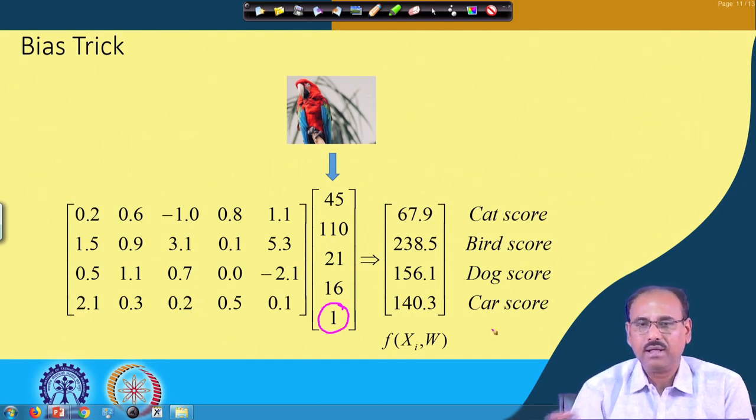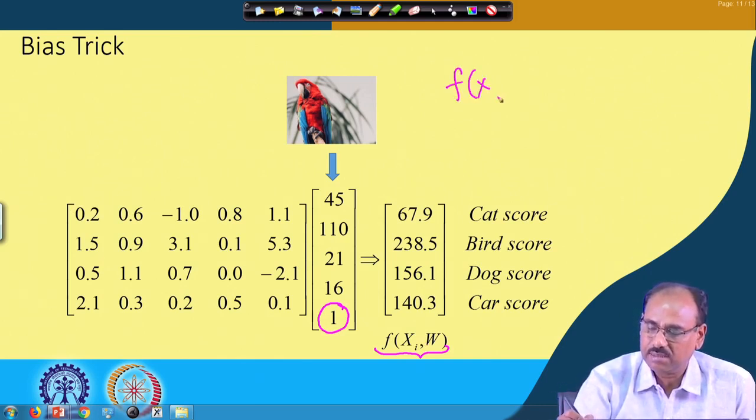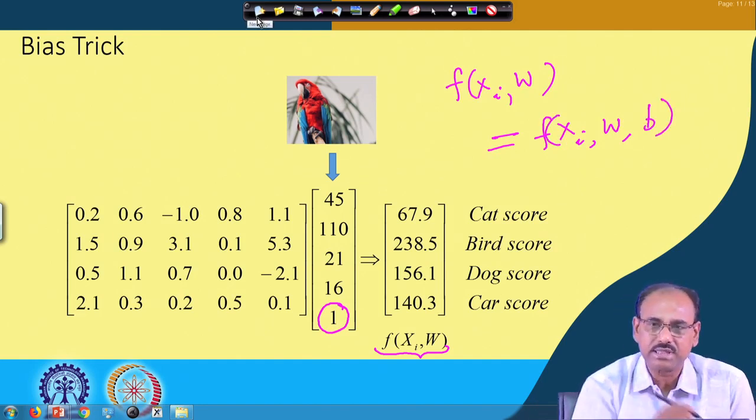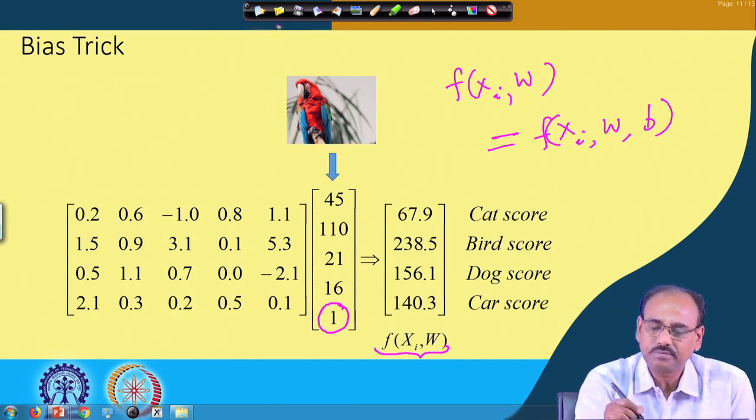So, this gives me the same matrix equation. The only difference is that now I do not have the bias vector separately, but it is included in the weight matrix itself. Accordingly, the function that I compute is f(x_i, W), where W includes the bias vector b, and you can verify that f(x_i, W) is the same as f(x_i, W, b) when the bias vector was kept separate. Both these computations are the same, so the score vector that you get will also be the same.